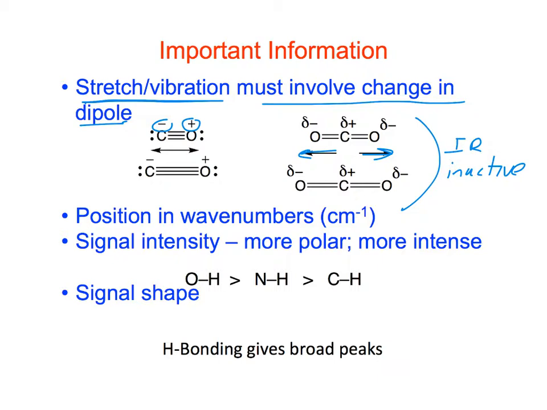Another example of those is if we have a terminal alkyne. This is usually IR active, but if we have a triple bond that's in the middle of some chain where it's much more symmetrical, then we don't observe the carbon triple bond stretch because it's not changing the dipole then. So this would be inactive.